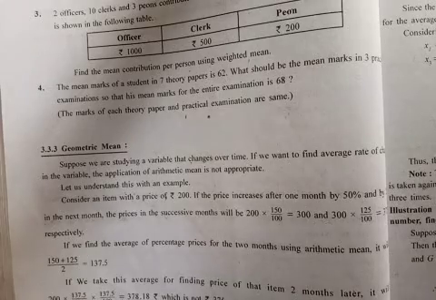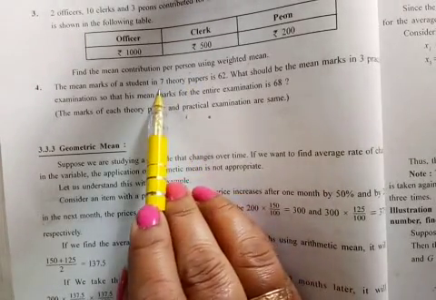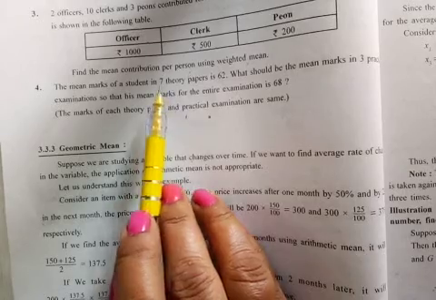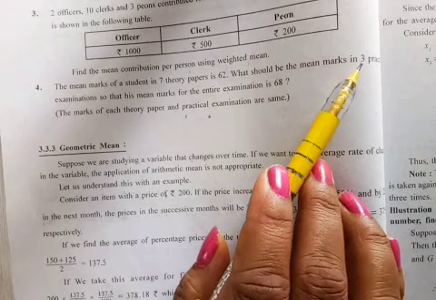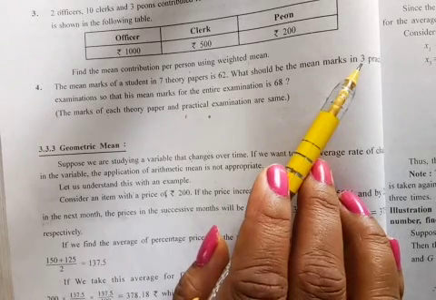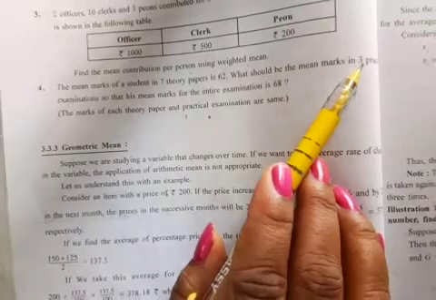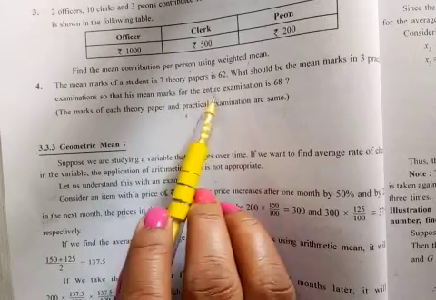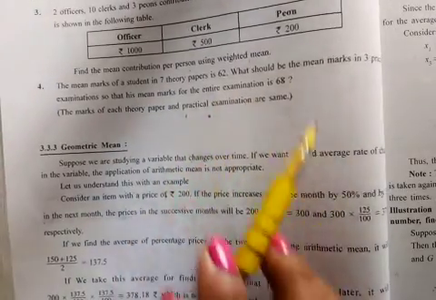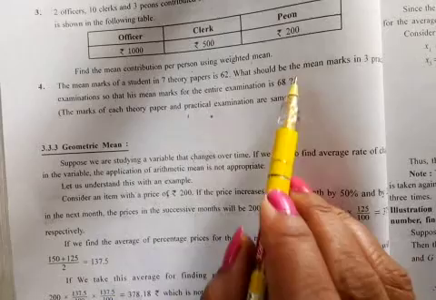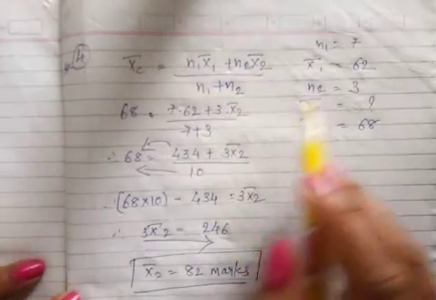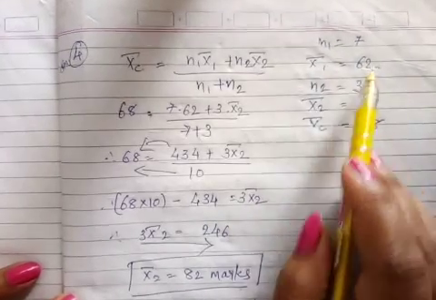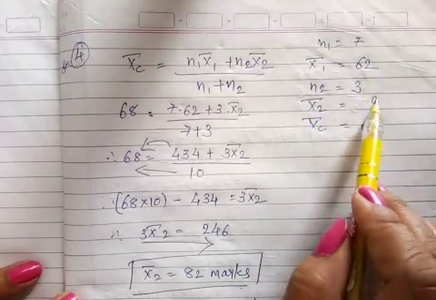Now first of all, this 7, that is n1. Its mean, that is 62. So this is x bar 1. Again, now 3 practical exams. So this is n2. Its mean is not given. So x bar 2 is the question mark. The mean marks of the entire exam, theory plus practical, is asked. So x bar c, that is 68, is given. See, n1 is equal to 7, x bar 1 is 62, n2 is 3, x bar 2 is to be found out and is not given. Combined mean is 68.